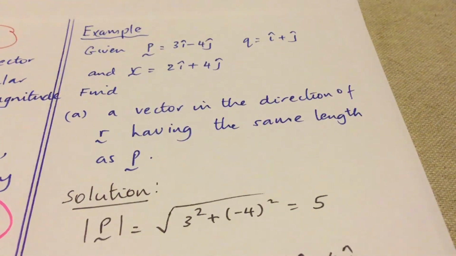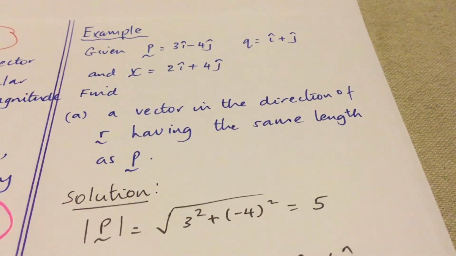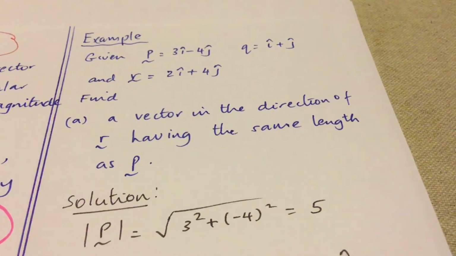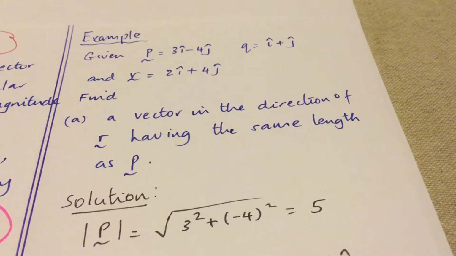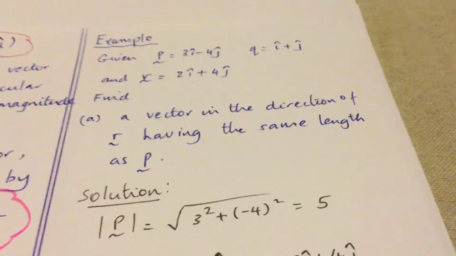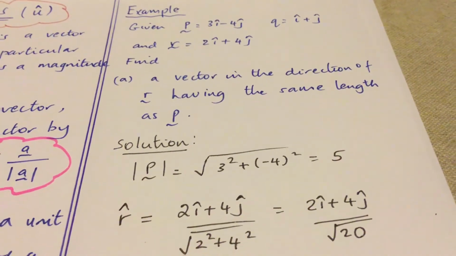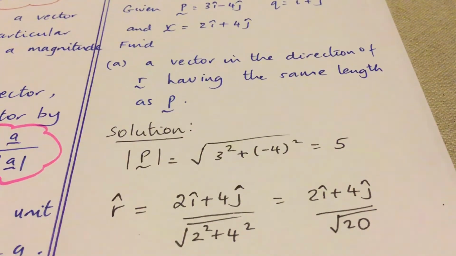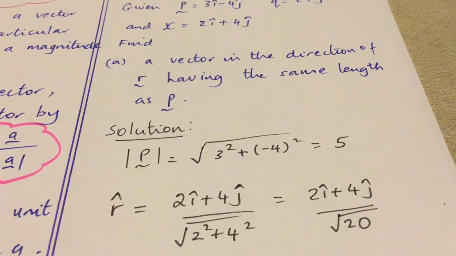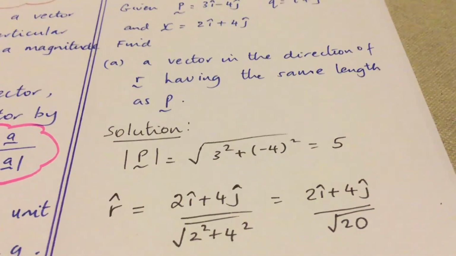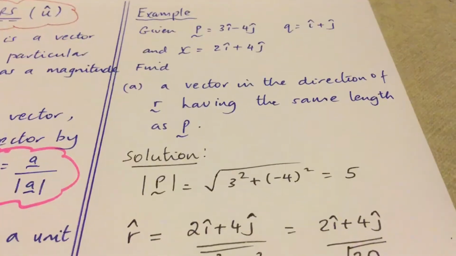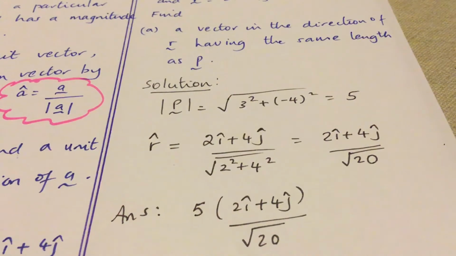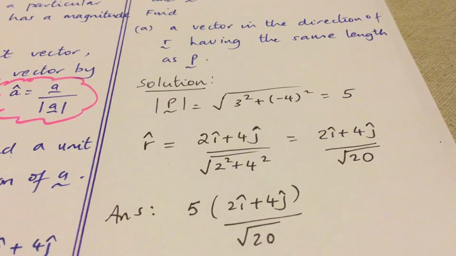So we want a vector in the direction of r which has a length of 5. So what we need to find is the unit vector r. If the length of unit vector r is 1, and then we multiply that by 5, it should have a length of 5. So finding unit vector r, r is 2i plus 4j. So we divide it by its magnitude. We get (2i plus 4j) over the square root of 20, and the final answer will be we need to multiply that unit vector by 5, and this is our final answer.